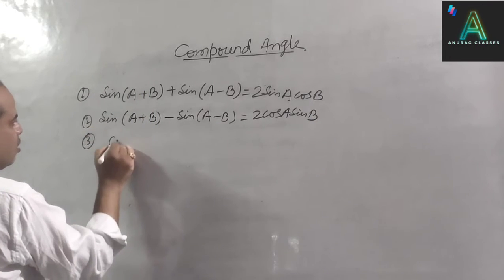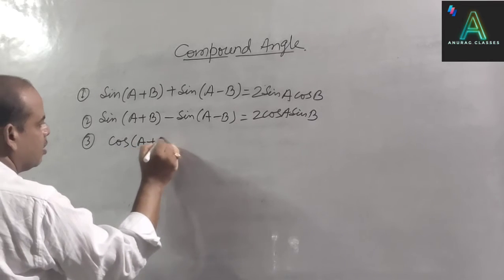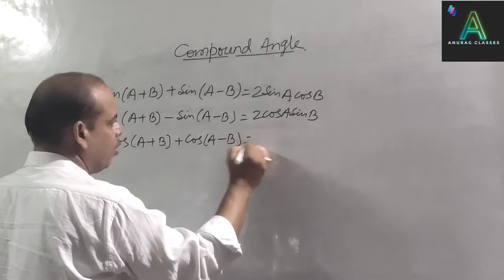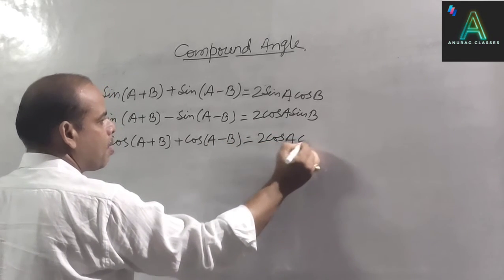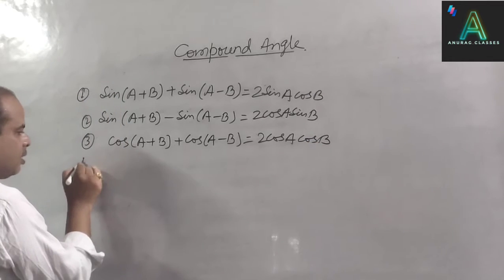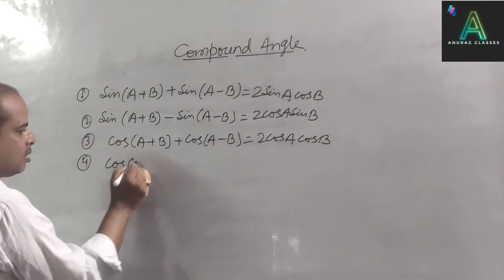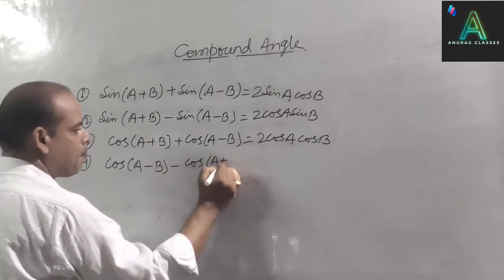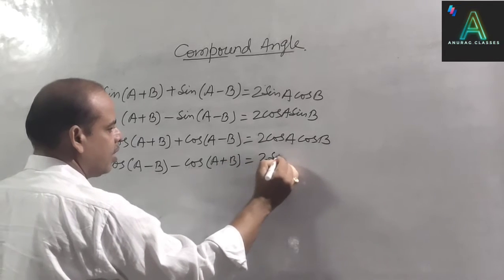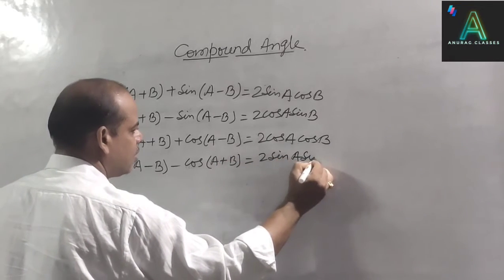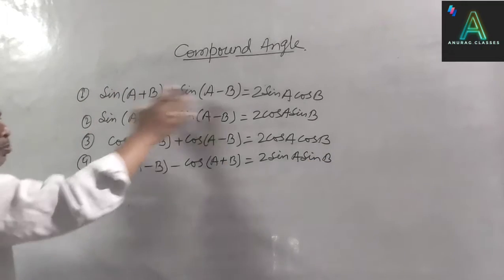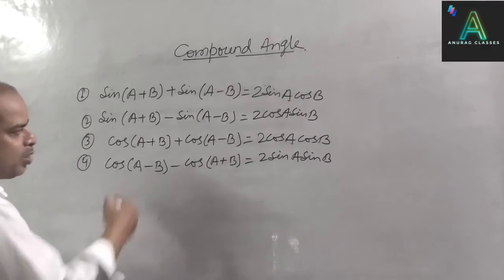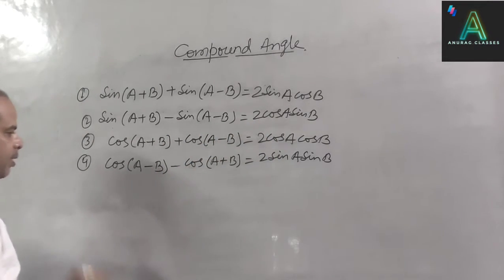Number 3, cos(A+B) plus cos(A-B) will be 2 cos A cos B. Number 4, cos(A-B) minus cos(A+B) is 2 sin A sin B. You can check the proofs of these formulas very easily by putting the values of sin(A+B) and sin(A-B). You can see that it is 2 cos A sin B.